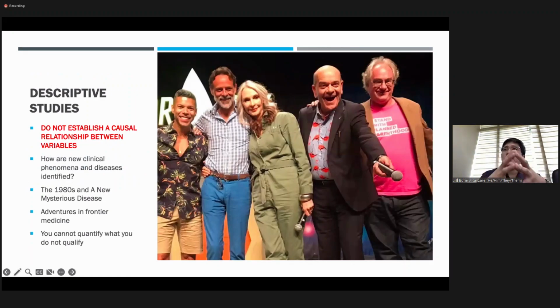So descriptive studies overall do not establish a causal relationship between your variables. And they are basically a method for communicating with your fellow researchers, with your fellow scientists, with fellow clinicians, with regards to a novel or an interesting new phenomenon, disease, syndrome, or symptom. So these are ways in which we discover or we tell other fellow health workers about new clinical phenomena and how we are able to identify them.